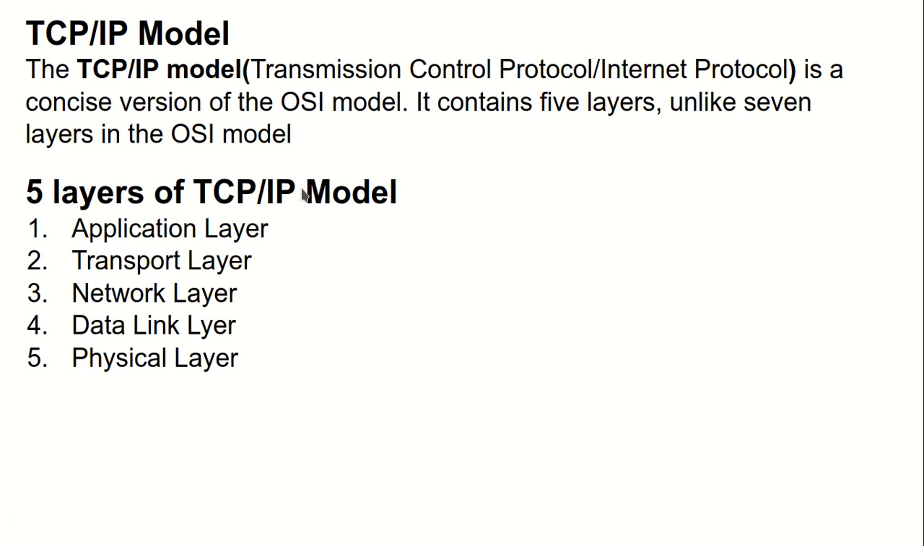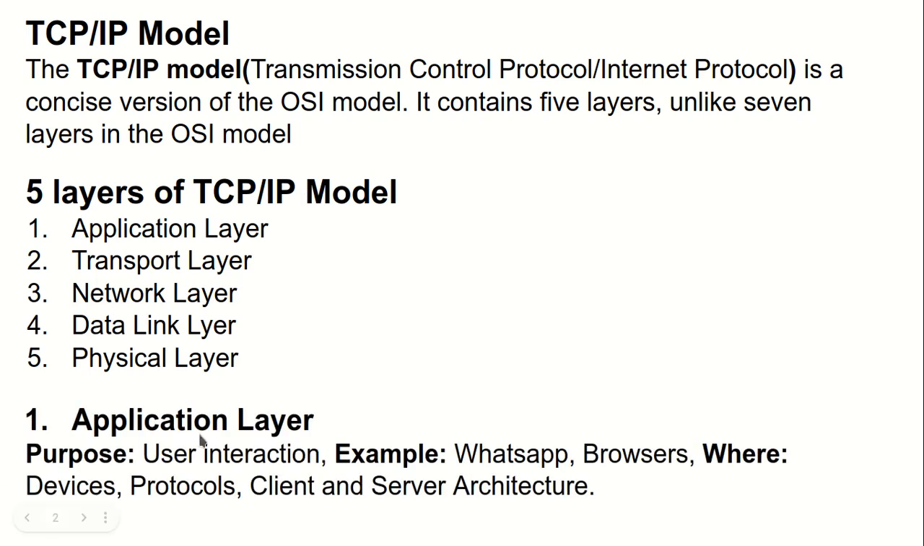So let's jump into the first layer of the TCP/IP model. The first layer is the application layer. As we have seen in the previous video, the application layer is commonly used for user interaction. Examples are WhatsApp, a browser or any other application through which a user can interact. It is used in devices, whether a laptop, mobile or desktop. These application layers use protocols, which we discussed in previous videos are basically sets of rules.